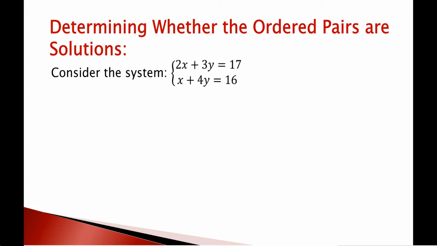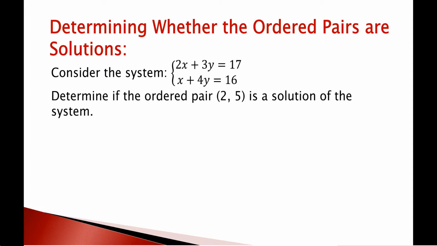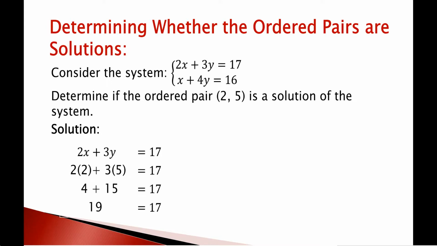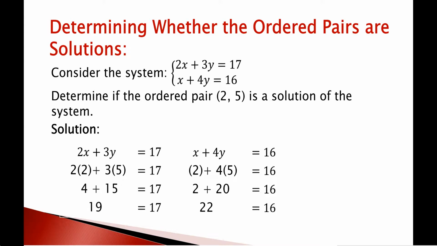Consider the system 2x plus 3y equal to 17 and x plus 4y equal to 16. We need to determine if the ordered pair 2, 5 is a solution of the system or not. Do the same. Take the first equation and then substitute 2 for x, 5 for y, and after that we find 19 equal to 17. So my left hand side is not equal to right hand side. That means that 2, 5, the ordered pair, does not satisfy my first equation. Take the second equation and do the same.